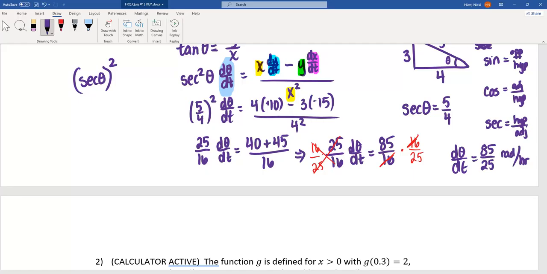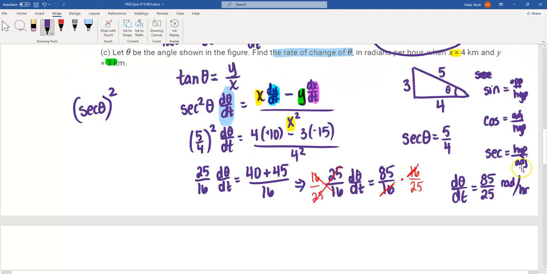Okay. That second part is a little bit trickier. And I think the trickiest part is remembering what to do with your secant part there. Okay, questions? Yes.